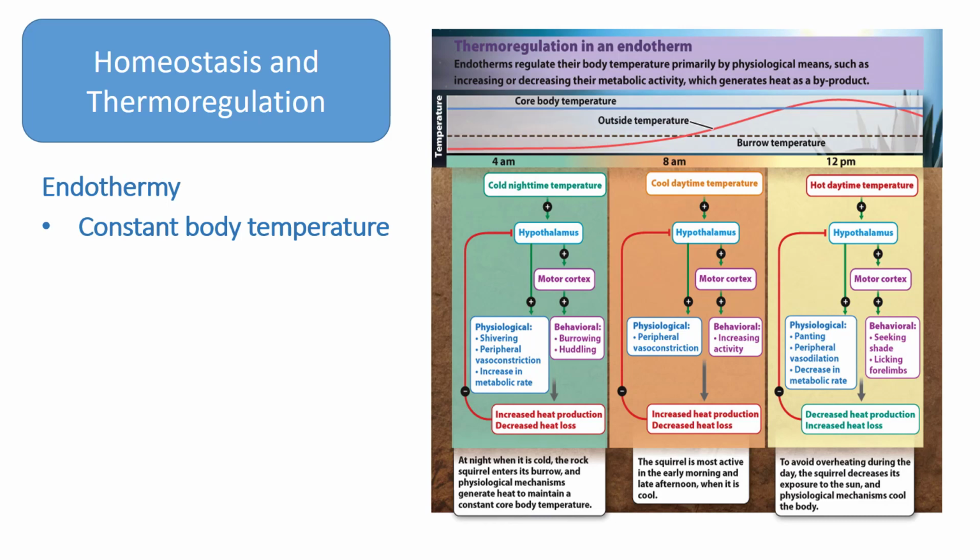Mammals, including humans, and birds are examples of endotherms. This maintenance of body temperature means that endotherms typically have high metabolic rates that support sustained behavioral activity over a broad range of external temperatures.